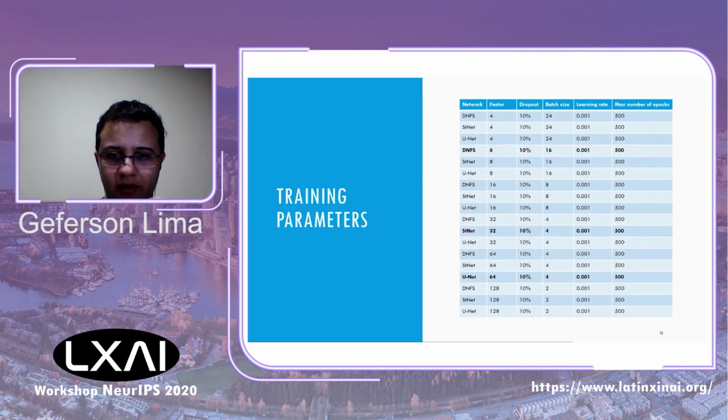For the training parameters, we used a dropout at a rate of 10%, a batch size varying according to the numbers of parameters, a learning rate of 0.001, and a maximum of 500 epochs.